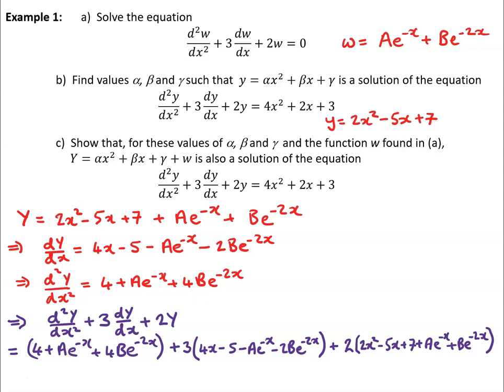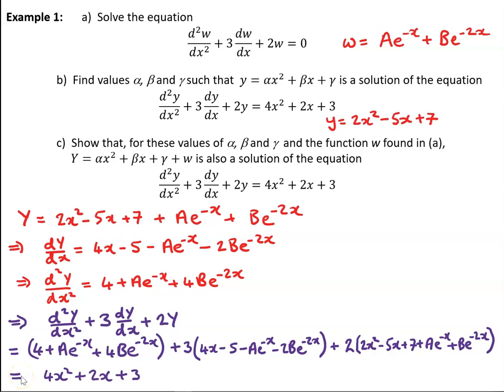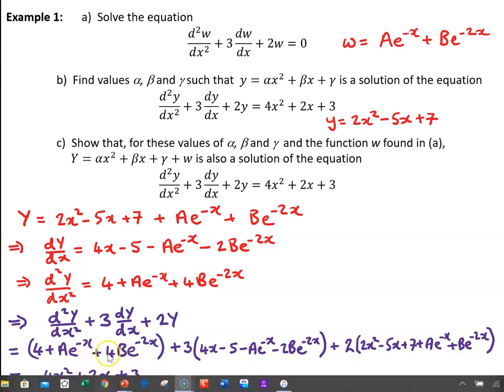And if we look carefully at that and simplify it, you'll find out that all of the terms cancel out, just leaving 4x squared plus 2x plus 3. So we've done what we've been asked to do. We've shown that this capital Y is also a solution of the equation d2y/dx squared plus 3 dy/dx plus 2y equals 4x squared plus 2x plus 3. So capital Y is a solution of the equation as we required.